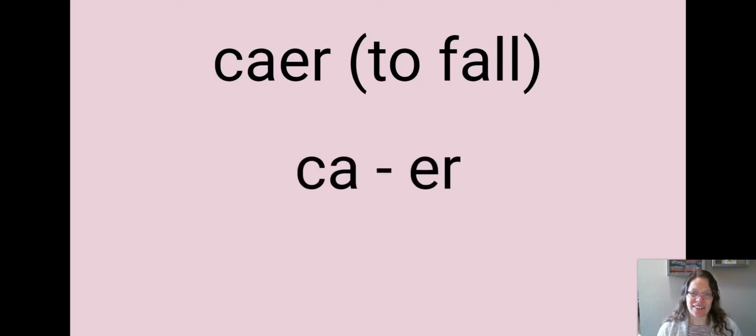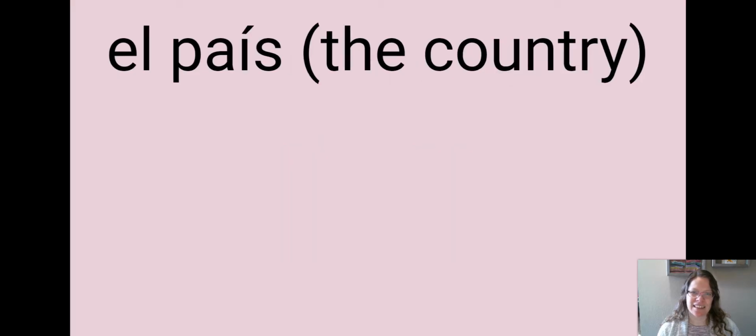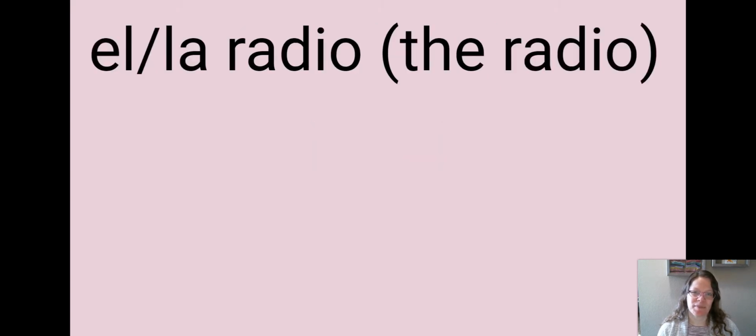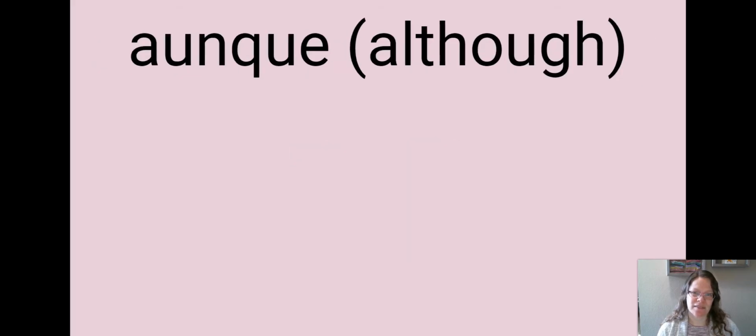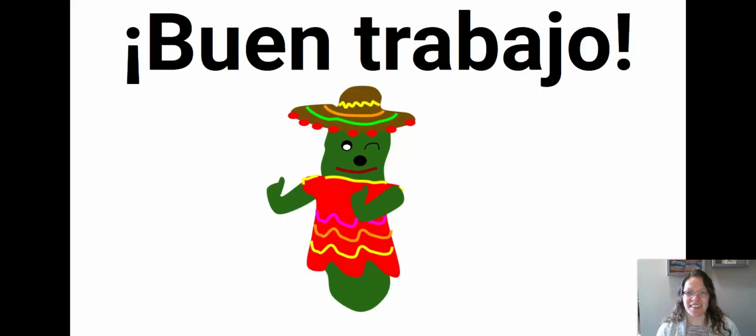Caer. Piano. País. Leal. Radio. Aunque. Fuego. Buen trabajo.